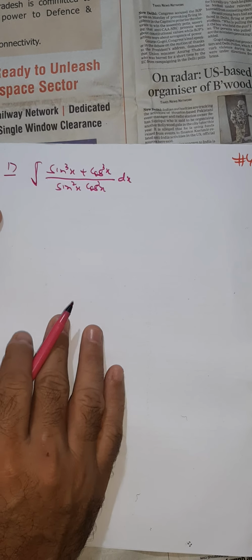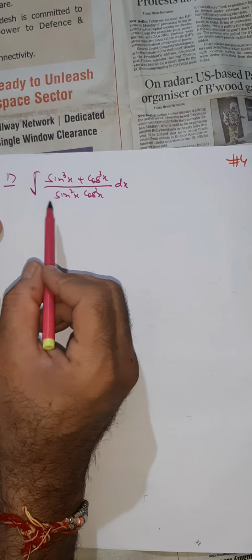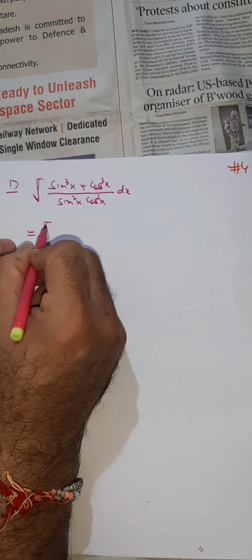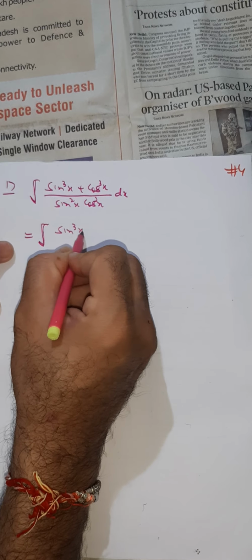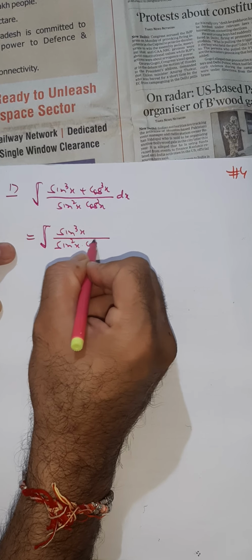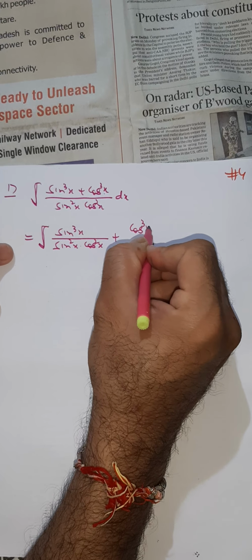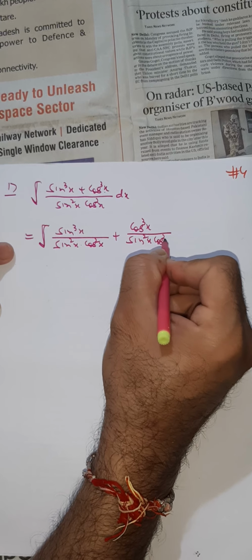Question number 17. 2 terms, single denominator, and obviously you should do individual division, that is distribution of the denominator. These upon this, that is sine cube upon sine square into cos square, plus this upon this, which is cos cube upon sine square x into cos square.